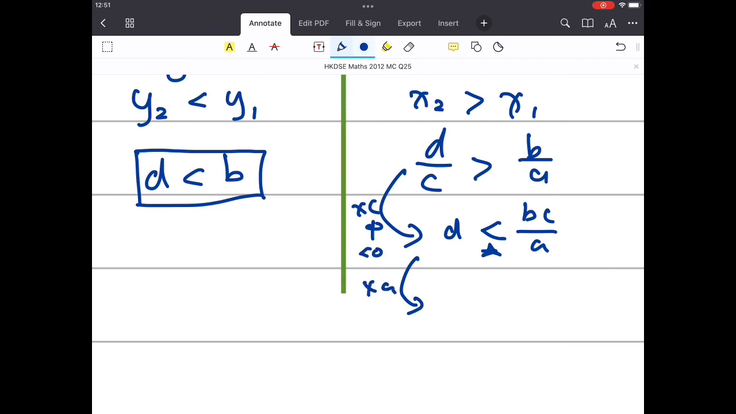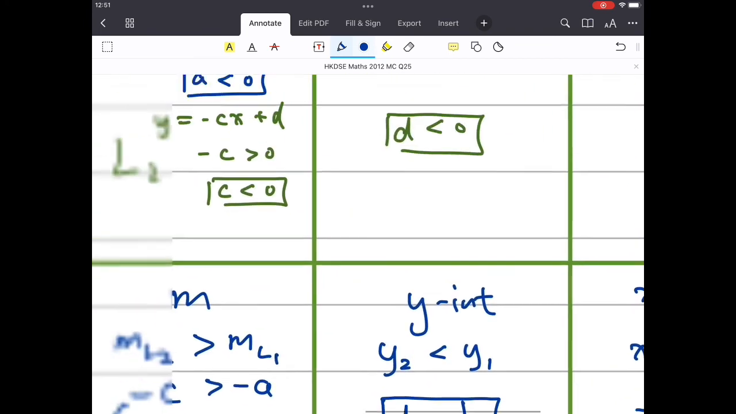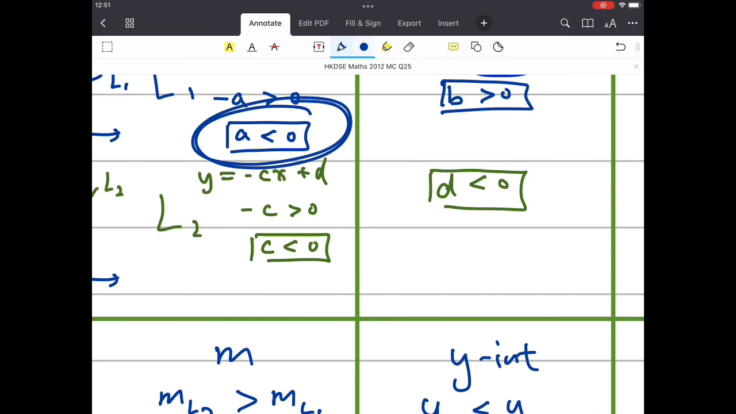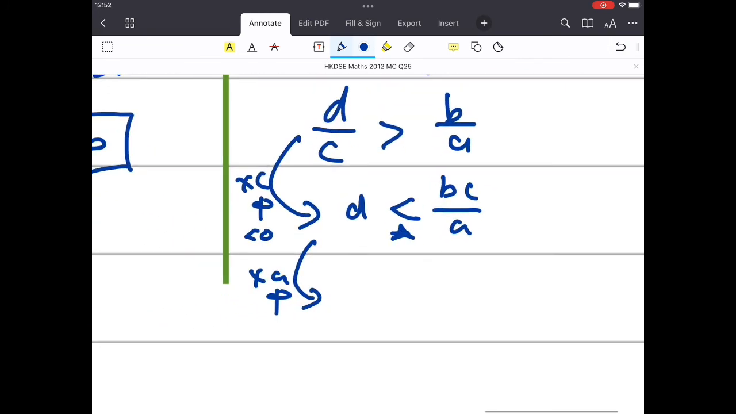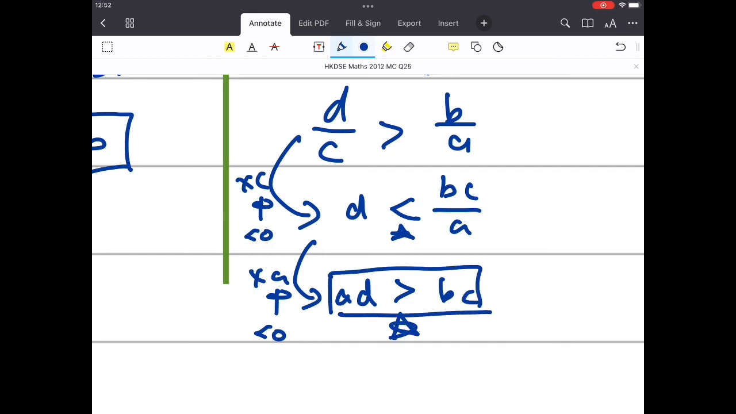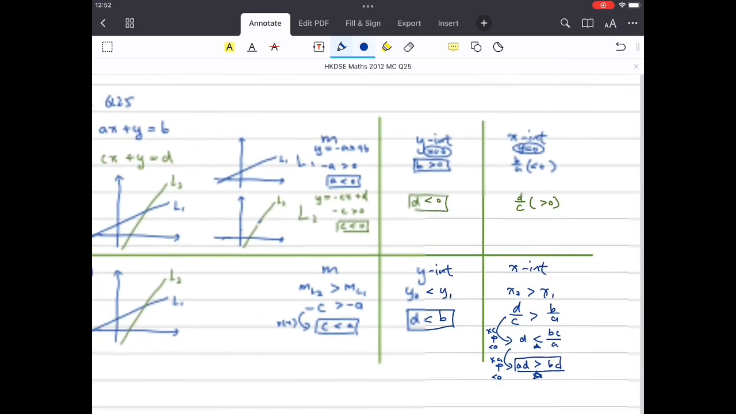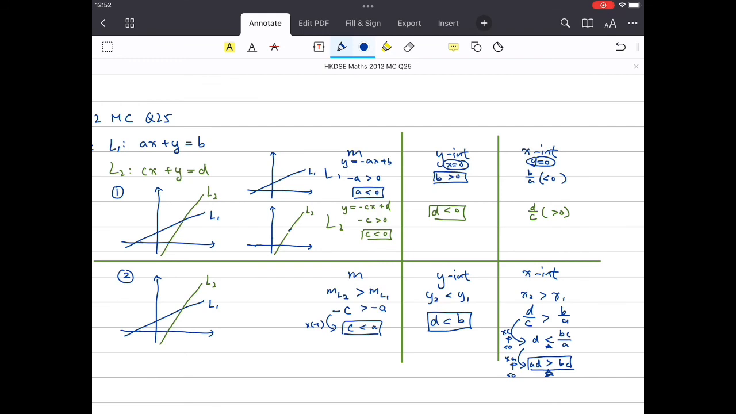Finally, we move the a to the other side. And we need to check the sign of a. a is smaller than 0 again. So if you multiply a to both sides, it will change the sign again. Finally, the result should be a times d is greater than b times c. Just repeat these steps and you can always solve similar problems.